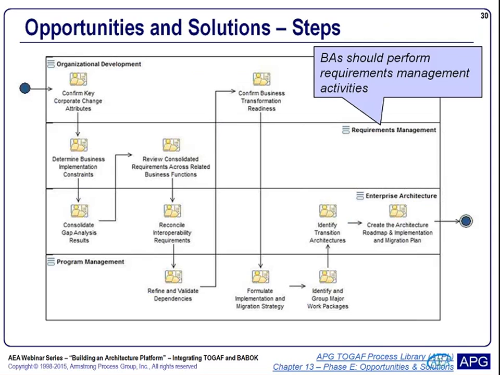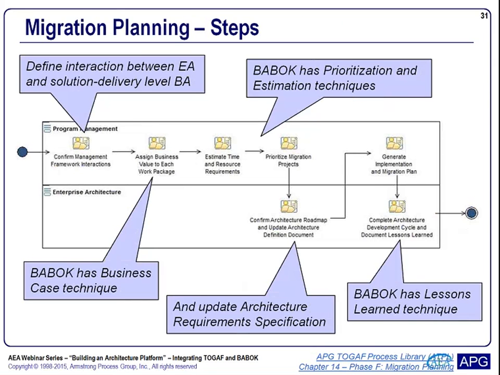When we get into the end of the life cycle, phase E, opportunities and solutions, again, we've identified that a subset of phase E activities certainly could be done by business analysts, namely determining the implementation constraints and consolidating the requirements across the landscape. In phase F, migration planning, one of the first steps we're supposed to do is understand how the different frameworks are going to work with one another, and so this is where we would talk about how enterprise architecture and business analysis are going to work together at the solution delivery level.